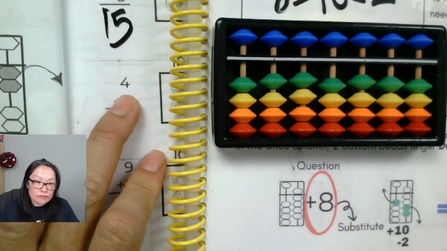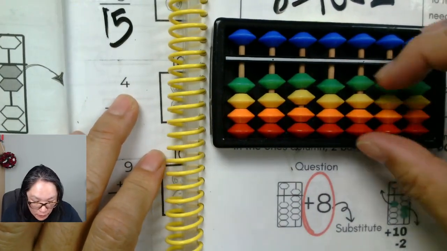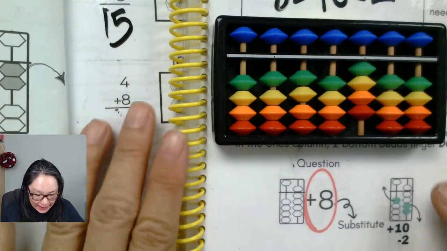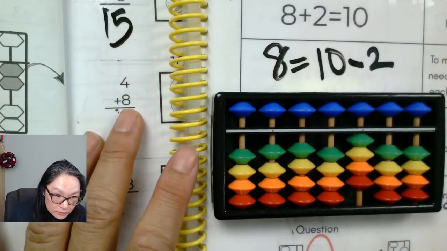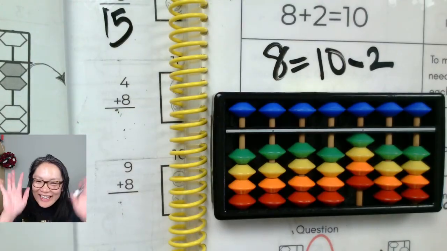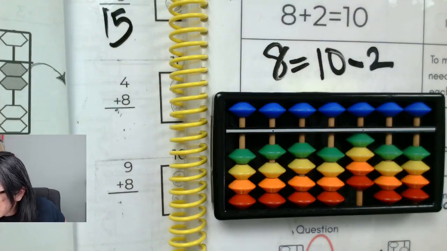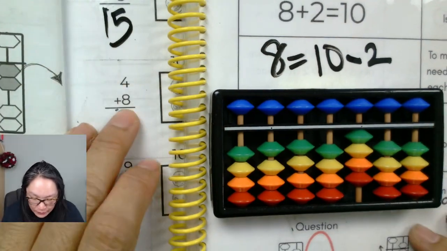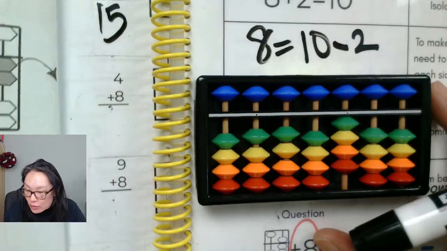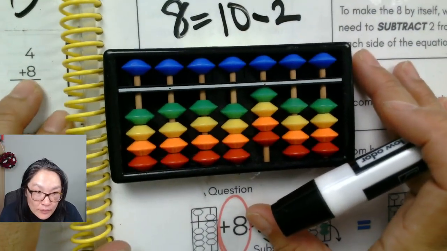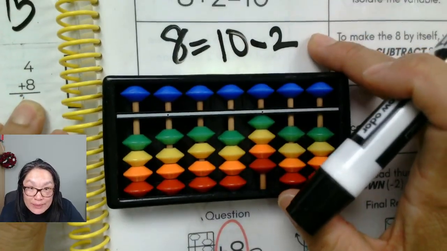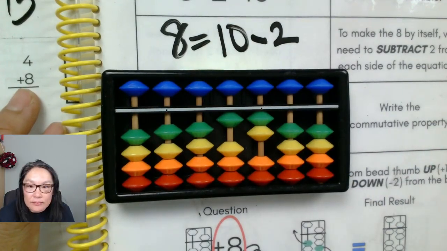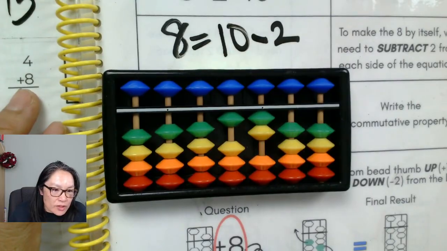Okay. So we have 4. We want to add 8. When we add 8, what are we going to do? We don't have enough beads to add the 8. Again, we know this concept. Okay, we want to add the 8. We don't have enough beads to add the 8. So what's going to happen is we plus the 10. We add the 10 and we take away the 2. So my final answer is 12, right?